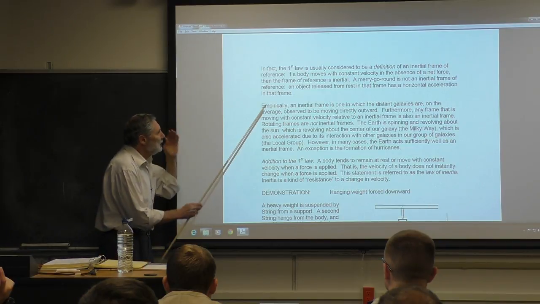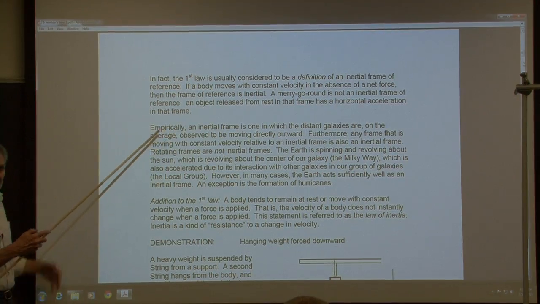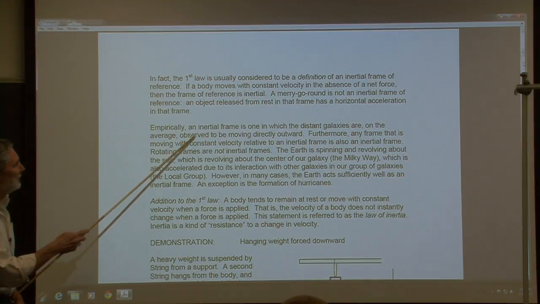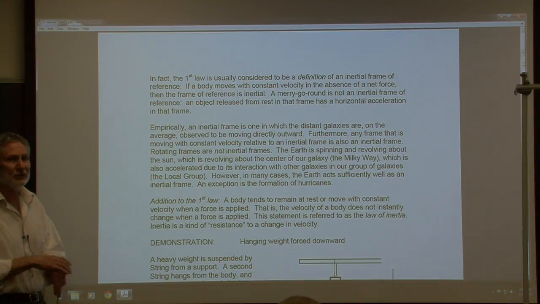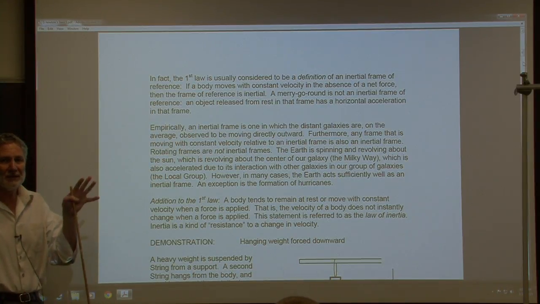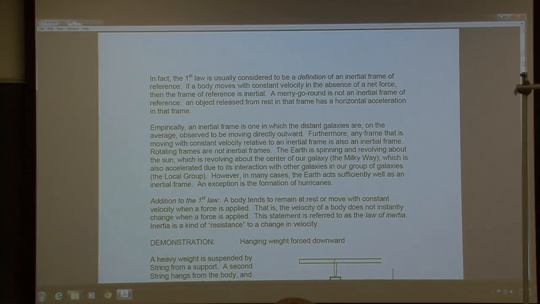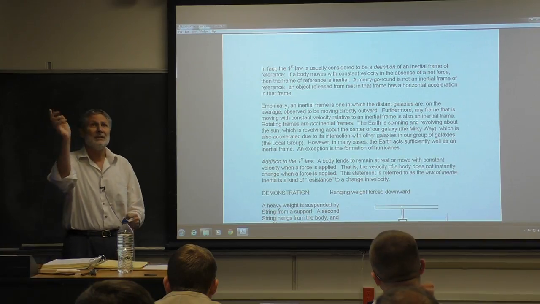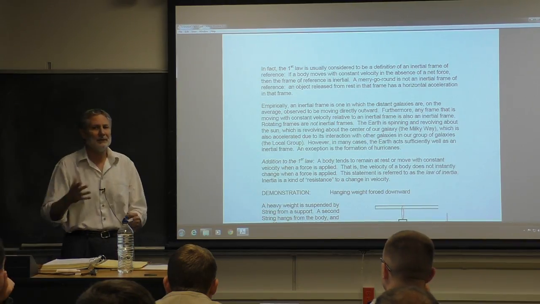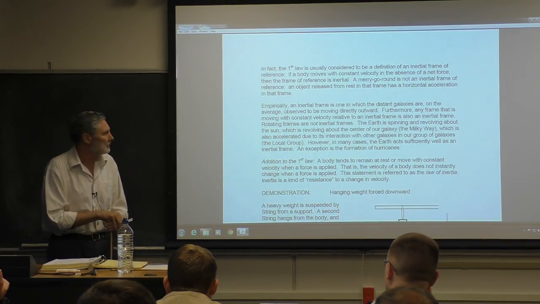Empirically, in practice or experimentally, we find that an inertial frame is one in which, if you look out at all the distant galaxies, they're moving outward from us. Okay, if you look out and you see the galaxies spinning around you, you're in an accelerated frame.